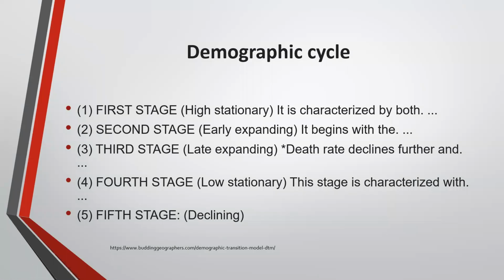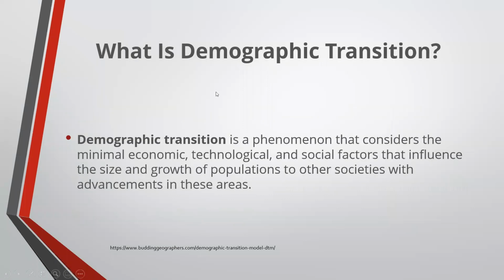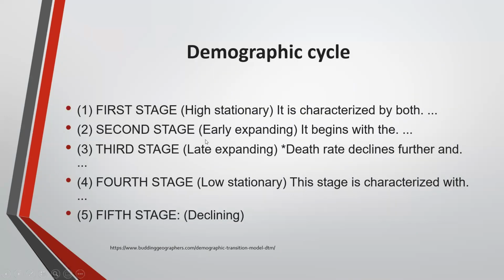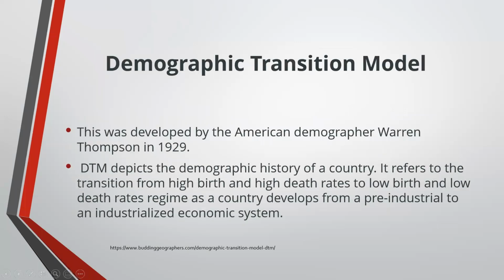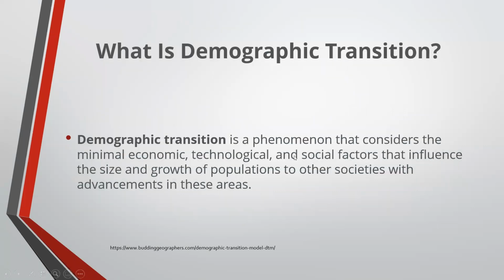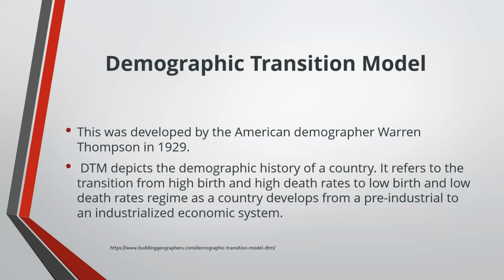Now coming to the demographic cycle. The demographic cycle consists of 5 stages, and it's characterized by different rates of increasing or decreasing death rates and birth rates with respect to time. And this whole phenomenon, where the country moves step by step from one stage to another, is called the demographic transition. It considers the economic, technological, and social factors that influence the size and growth of the population as societies advance in these areas. Meaning that the economy, the technology, and the social factors all influence the size of the population, and overall it depends on how the country or the geographic area develops.